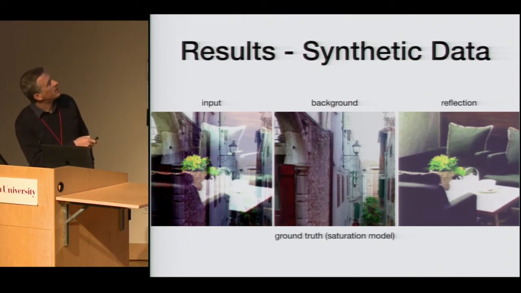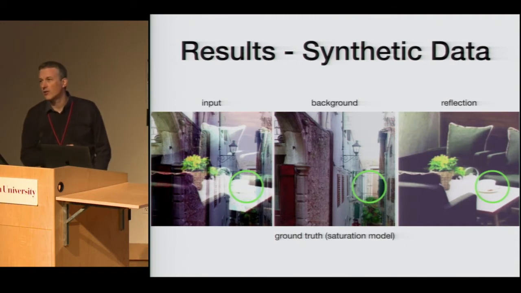Here's some synthetic data. So this is the composite image. This is the background, and this is the reflection. As you can notice, because this part is very bright, we have some saturation here, which basically removes content from the background. So the network really has to learn to in-paint in those regions.